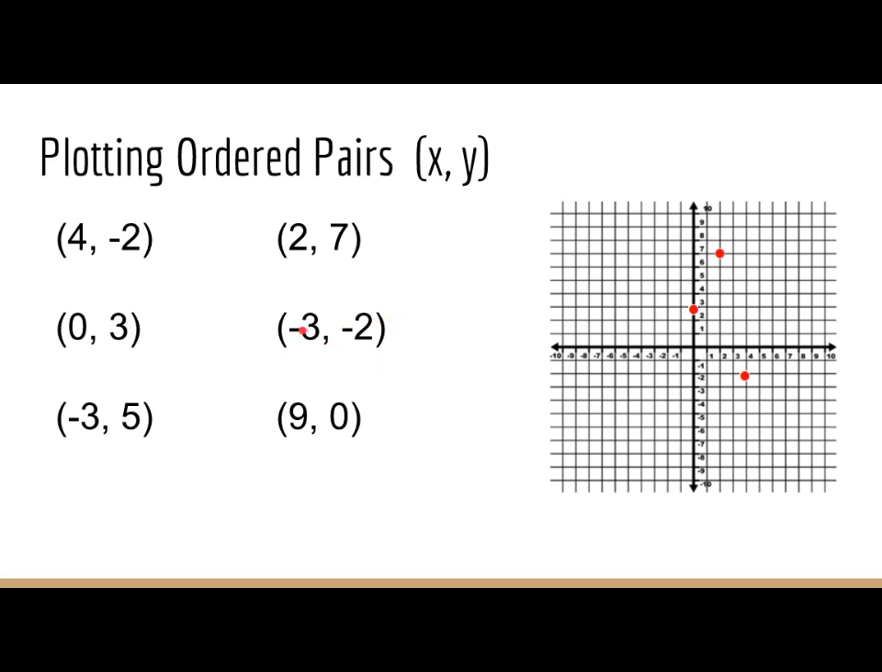You get the idea. I'm going to go a little bit faster. (-3, -2): we start at (0, 0), then -3, -2. Always x, then y, just like in the alphabet. (-3, 5) would be up here. And (9, 0). Again, this is kind of a more unique one in that we're going to go over to 9, but we're going to go up and down 0. So we're going to stay right on 0 here. And that's plotting those points.